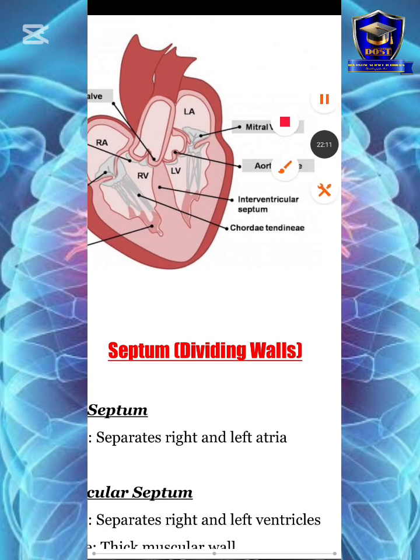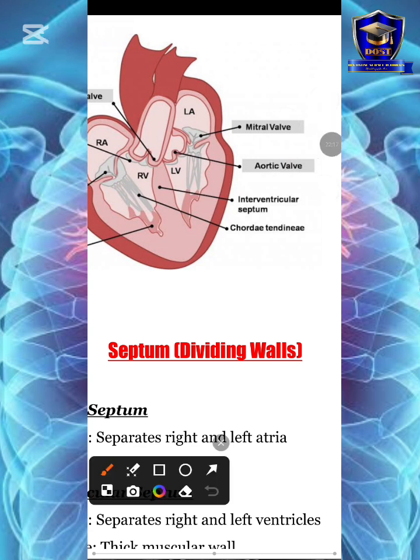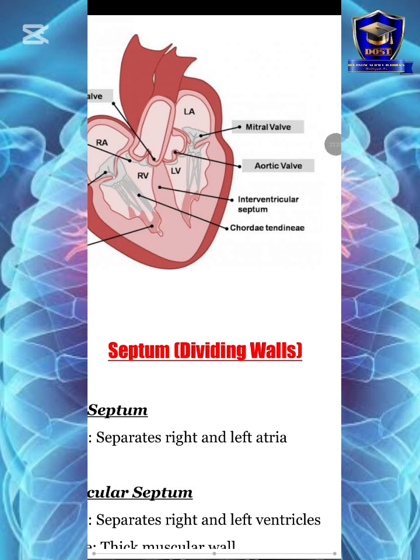You can see the parts labeled as the interventricular septum. This is the interventricular septum right here. You can see it here. This part of the heart is called the interventricular septum. Why? Because it actually separates the two ventricles. It is the wall that separates the two ventricles, so we call it the interventricular septum.